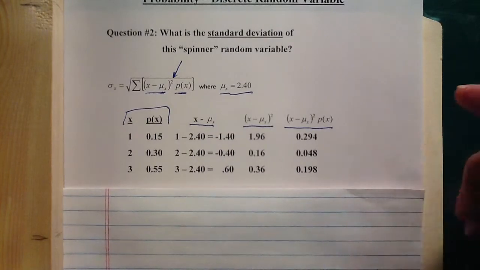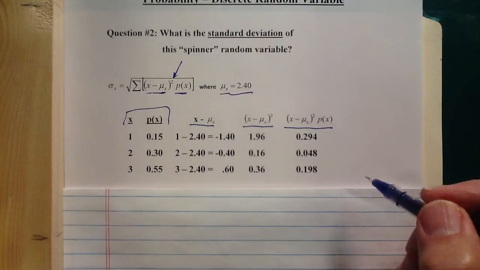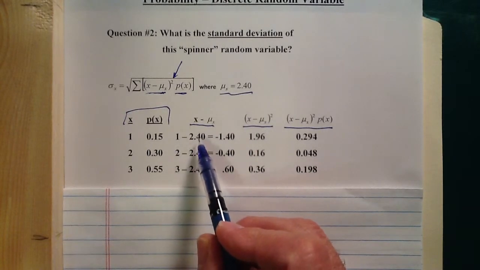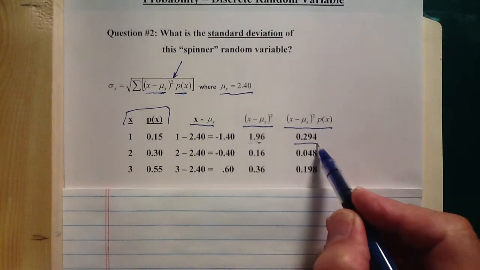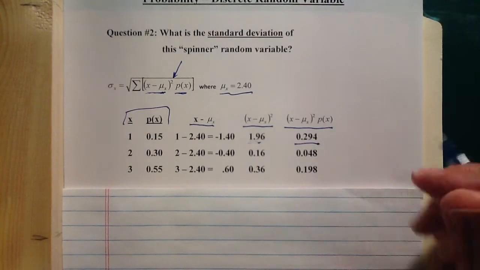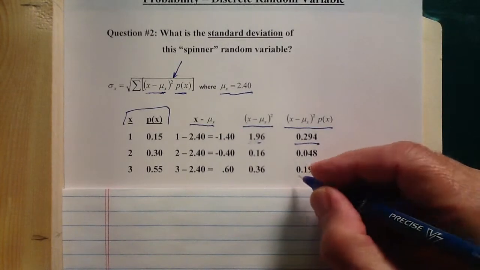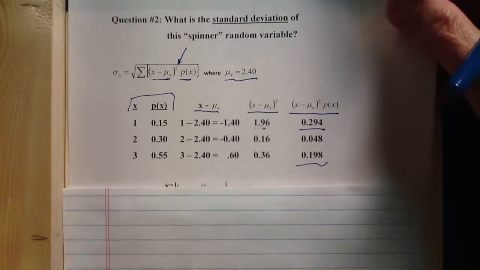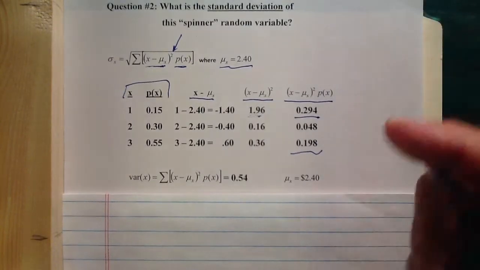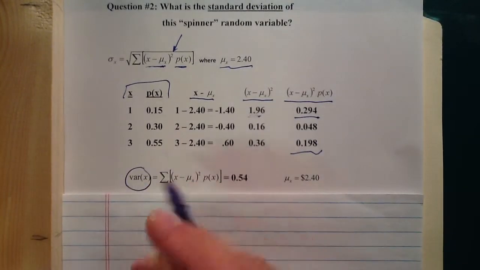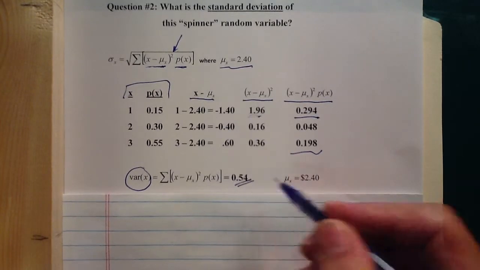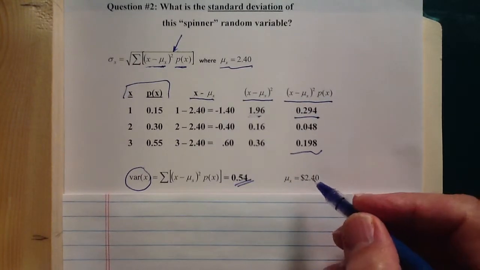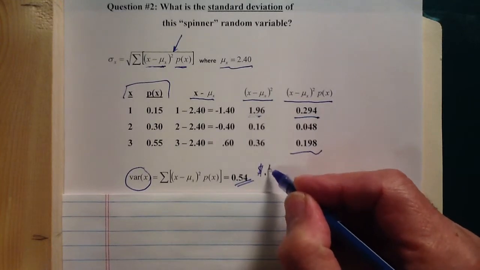Now this is a little bit of arithmetic we could do, and what we end up with is this result right here. So we're taking 1 minus the mean, squaring that value, multiplying by the probability. When we do all this, we will add up this column right here, and when we add that column up, this is called the variance. It's not called the standard deviation because we haven't taken the square root yet. So the variance is 0.54, or we could think of it as 54 cents.